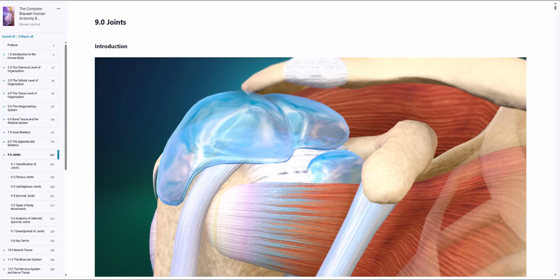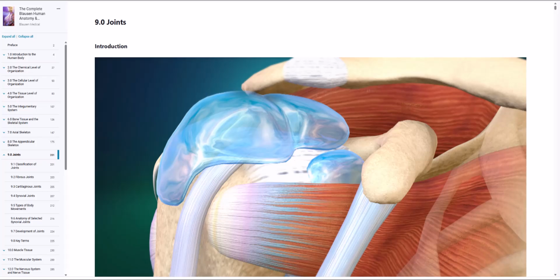So this presentation is going to be about Chapter 9 in the Blossom textbook. It is going to focus on joint structures. As you know, joints are an essential part of the skeletal system. So really this is the second of two chapters over the skeletal system. Chapter 6 spoke about bone tissue in the skeletal system.